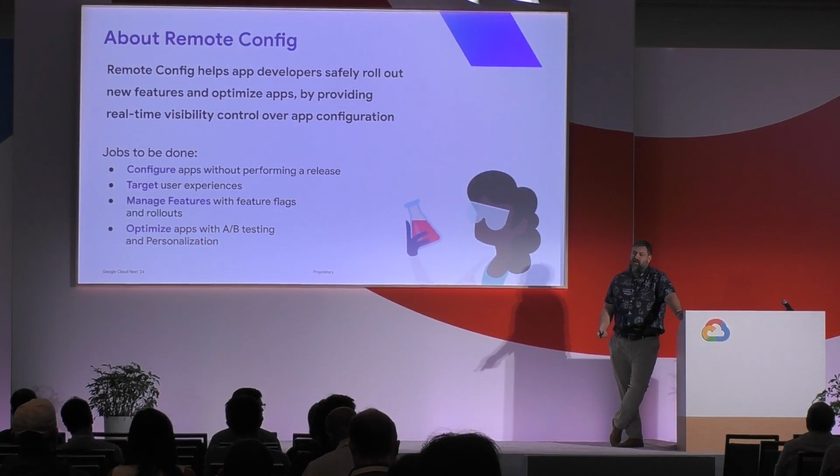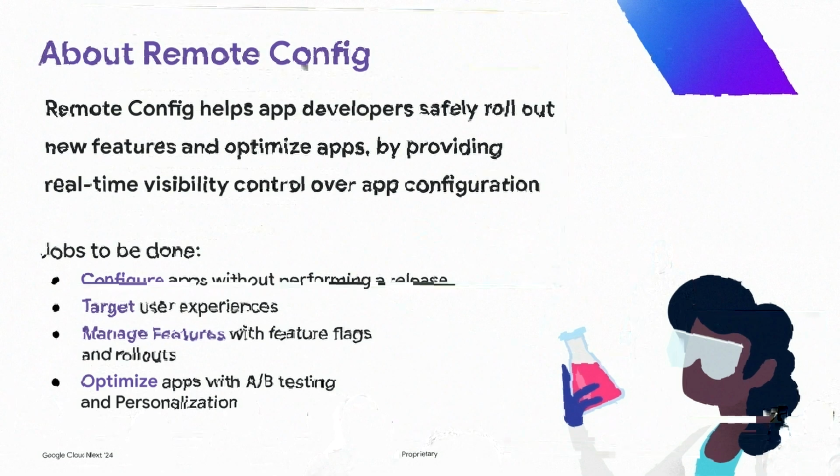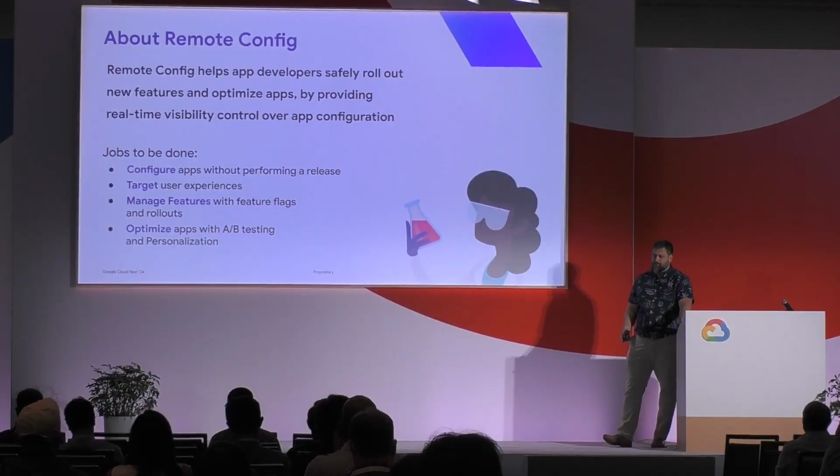So remote config helps app developers like you to safely roll out new features and optimize apps. It's useful for configuring live apps without the need to perform a release, targeting user experiences to particular segments, managing features with feature flags, and optimizing app performance using A/B testing and personalization.